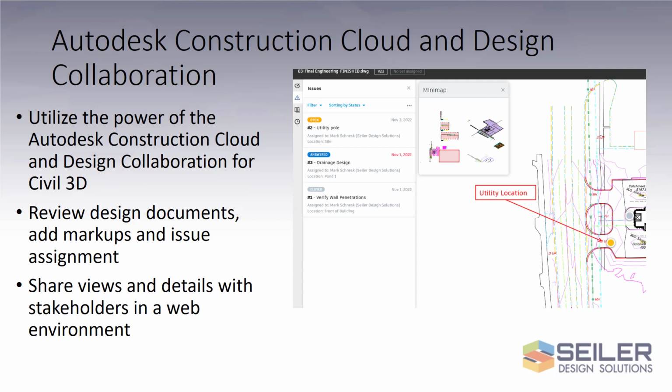Once we're done with our design, or during design, we can also be collaborating within the cloud. Now, this is not quite GIS based as yet, but the Autodesk Construction Cloud Design Collaboration lets multiple users work on the same projects from remote locations, being able to tie into that data, reference and data shortcut civil object data across the board. Utilize the power of Autodesk Construction Cloud and Design Collaboration. We can review the design, add markups, issues, assign those tasks to other users, and keep track of them. We can also share these views and details with stakeholders in a web environment.